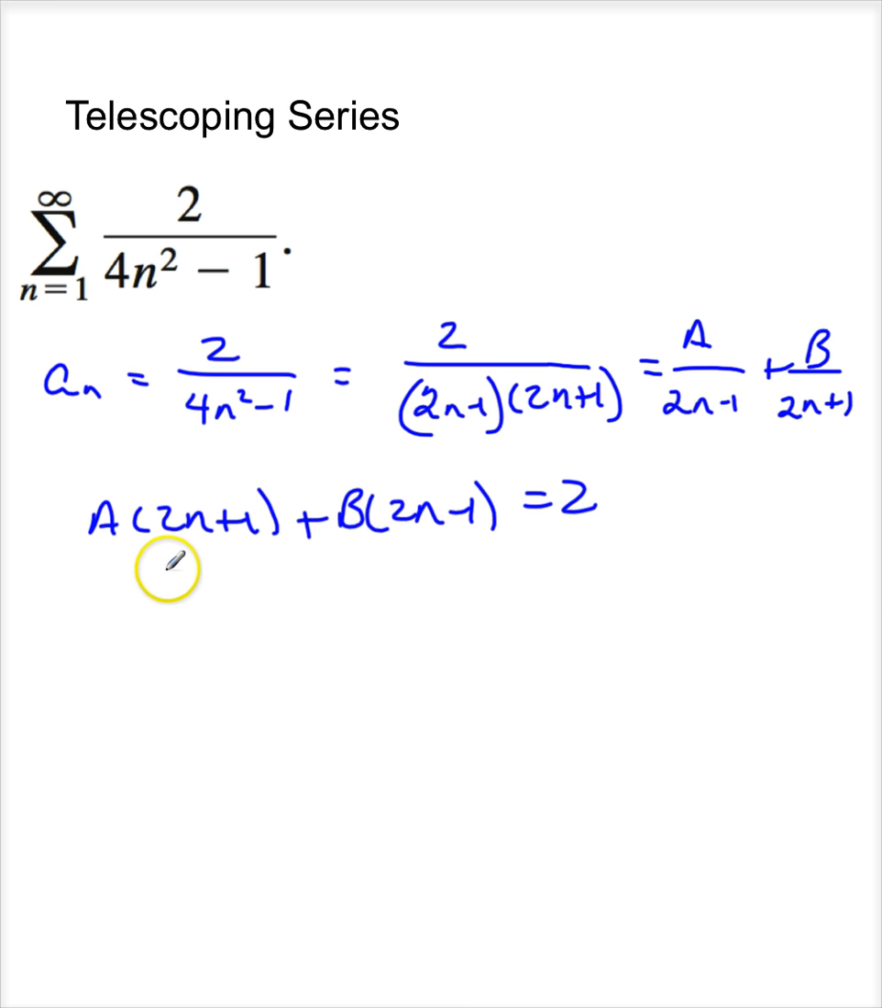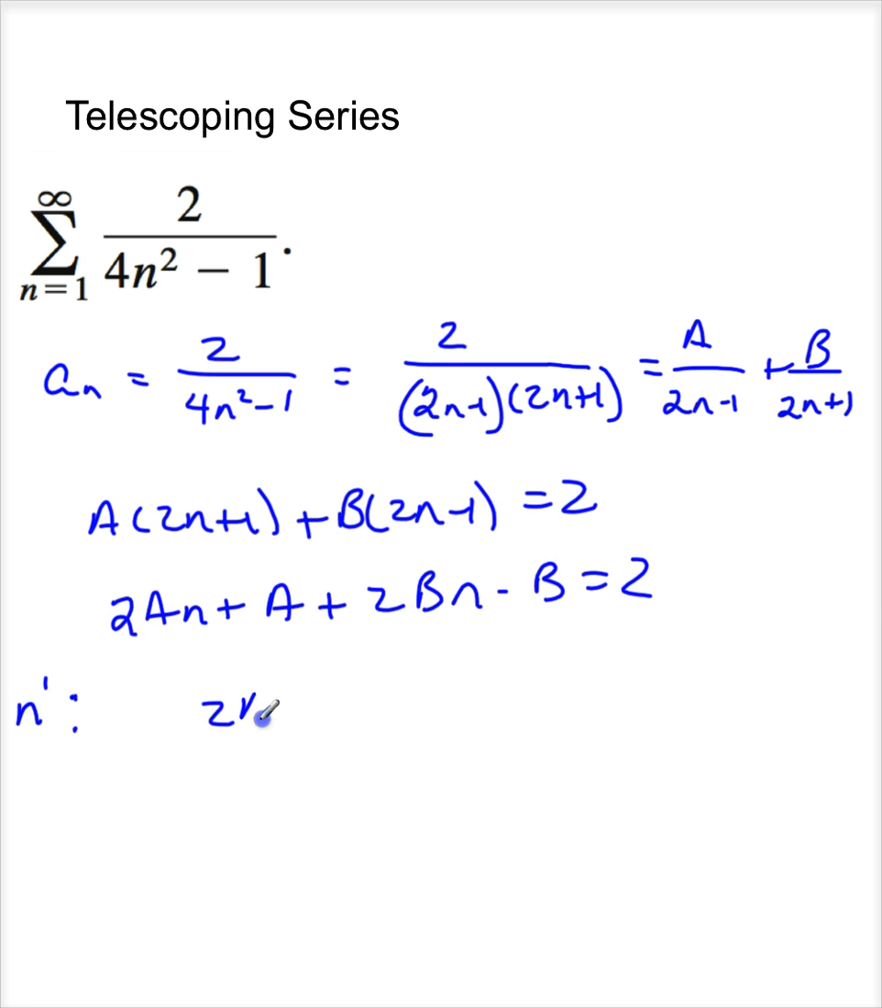So I'm skipping a few steps here, but you remember what we did with partial fractions. So this is 2an plus a plus 2bn minus b has to equal 2. We're doing the exact same thing. So let me look at the coefficients of the n terms. So I have 2a plus 2b has to equal 0. So a is equal to minus b.